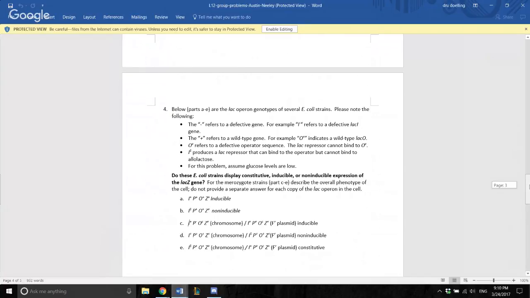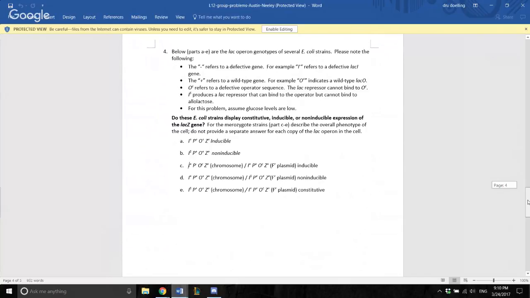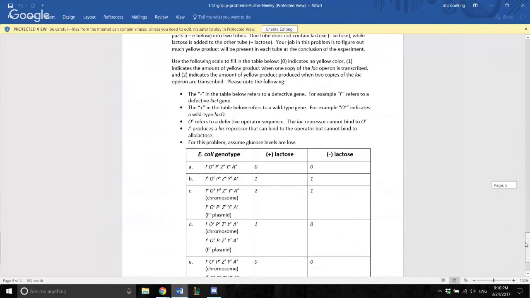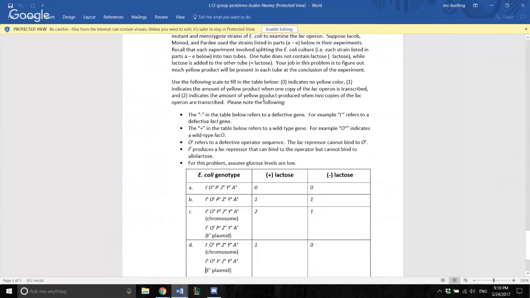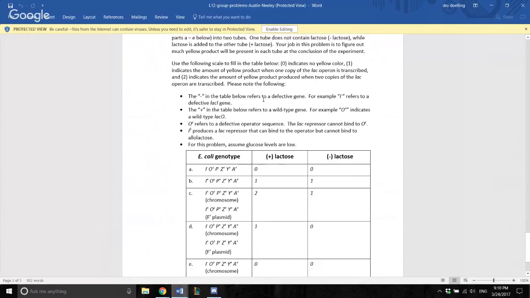So for 5, we're looking for these genotypes, which will indicate no yellow color, some yellow, or the two copies of lacZ that is transcribed. So for A, the E. coli genotype is I minus, O plus, P minus. So if it's going to be P minus, right, then both the lactose and lactase will not produce any yellow color. Right. Yeah.